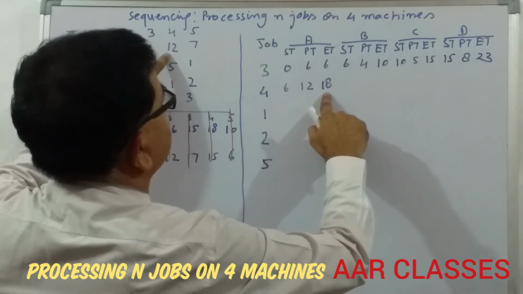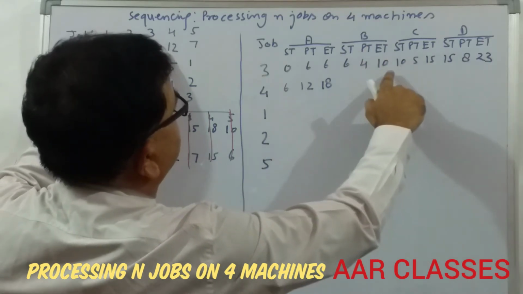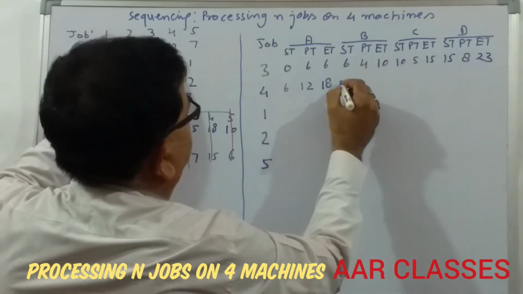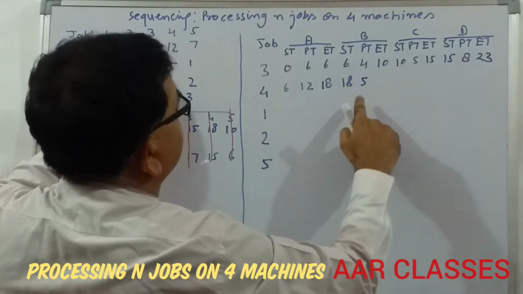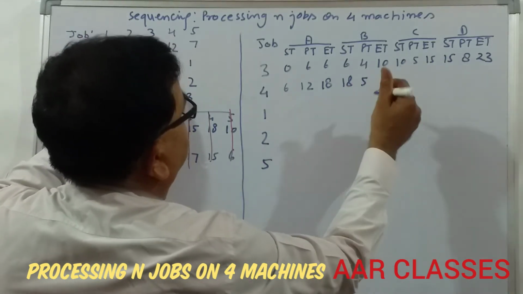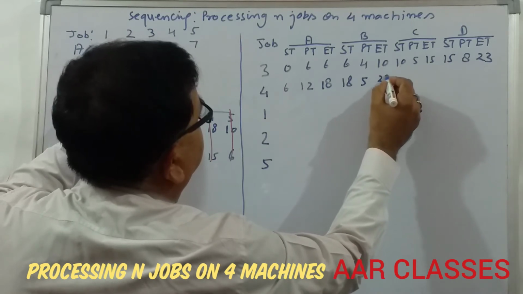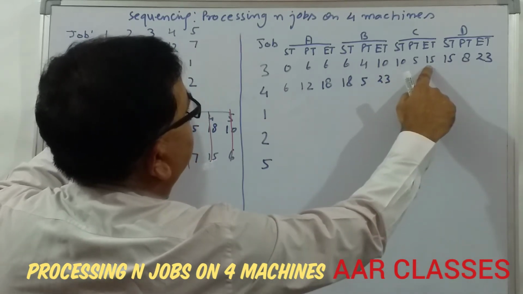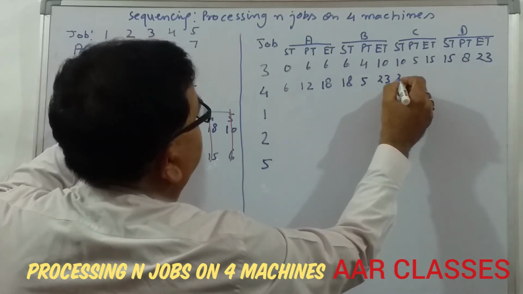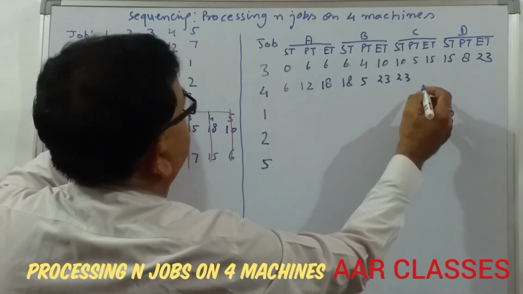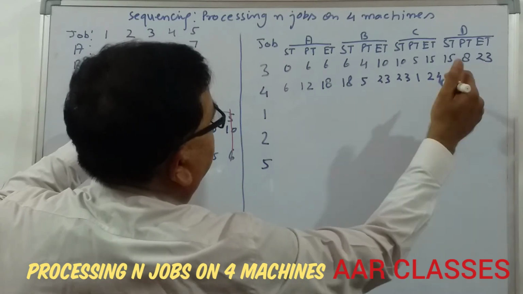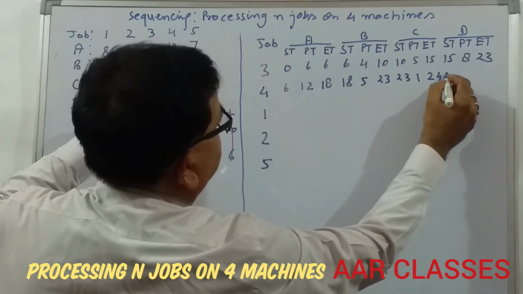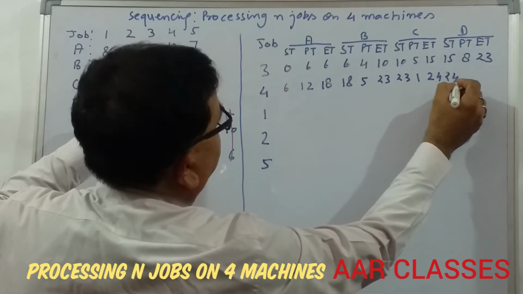यहाँ पर 18 hours जॉब फ्री नहीं है, लेकिन मशीन 10 hours बाद खाली है. So starting time here it is 18, duration is 5. So 18 plus 5 is 23. Now it is 15, it is 23. So here we will take 23. Duration is 1, so it is 24. This is 23, and here it is 24. So here we will take again 24.